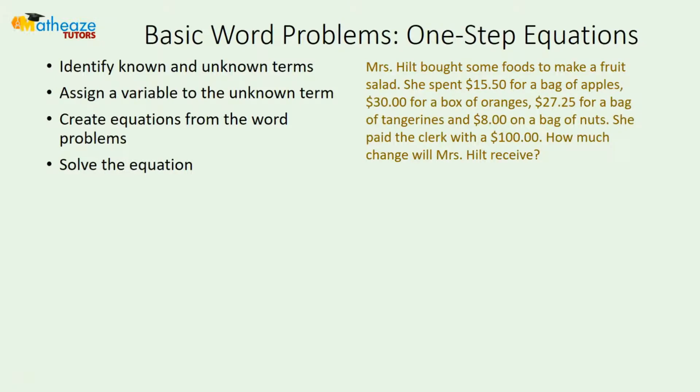Finally, let's try this one here. Mrs. Hilt bought some foods to make a fruit salad. She spent $15.50 for a bag of apples, $30 for a box of oranges, $27.25 for a bag of tangerines, and $8 on a bag of nuts. She paid the clerk with $100. How much change will Mrs. Hilt receive? So let's call the change Mrs. Hilt gets x.